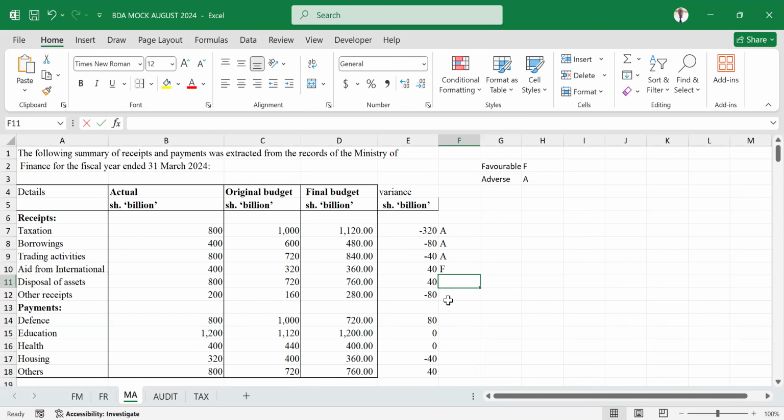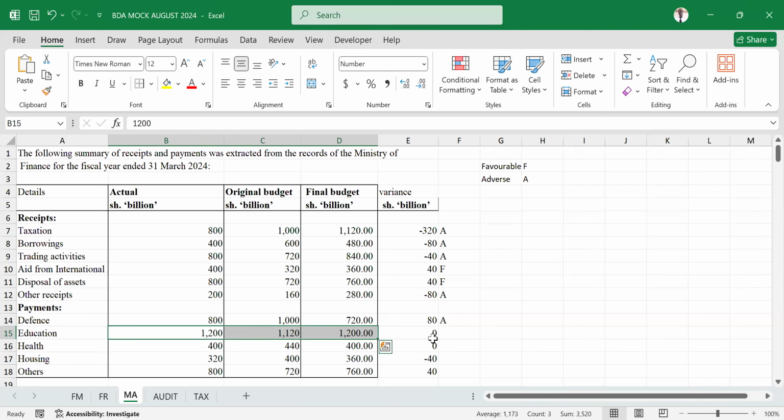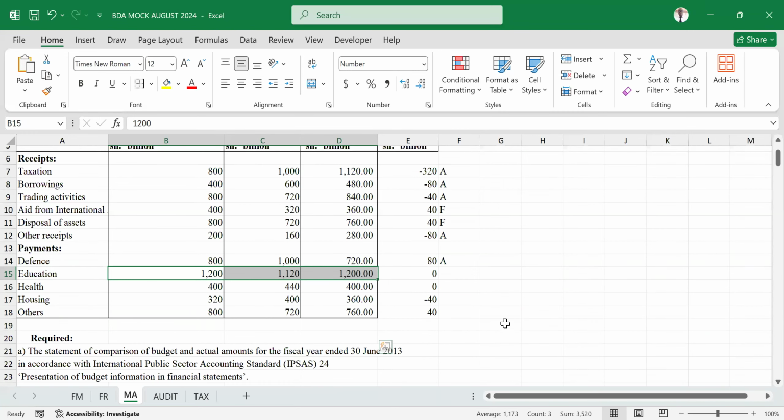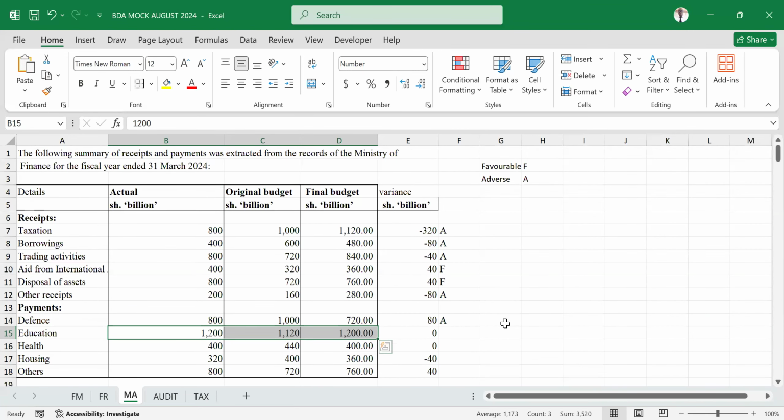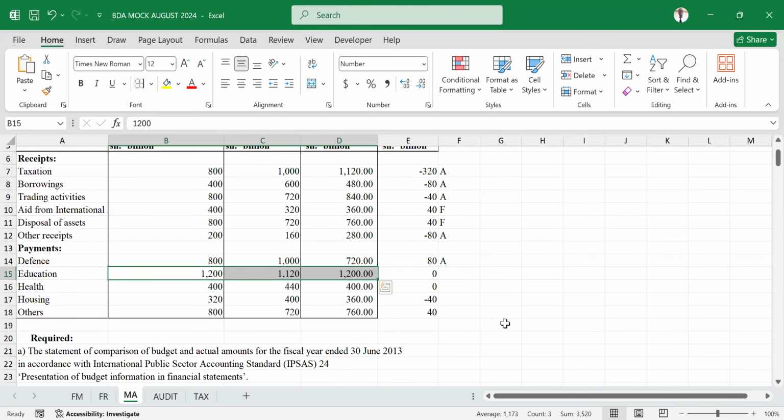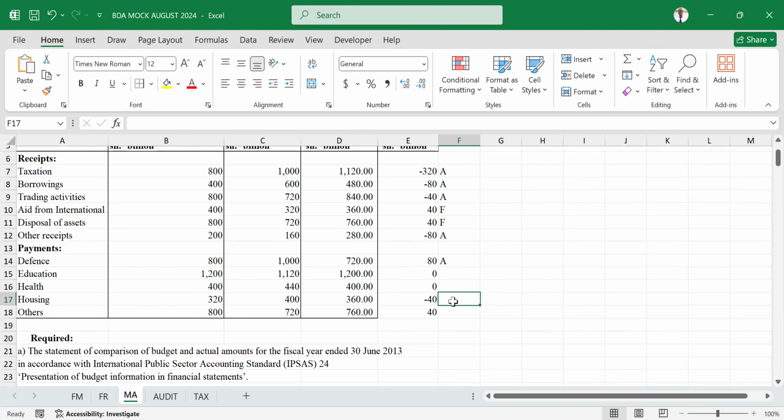So positives are all favorable, negative is adverse. Where the actual amount and the final amount are the same, like in this case of education here, you do not have any variance. So in that case, you cannot say it is adverse or favorable. This is an optimal point. It is at equilibrium. So you do not have to give any connotation there. So you just say adverse for this and then favorable.